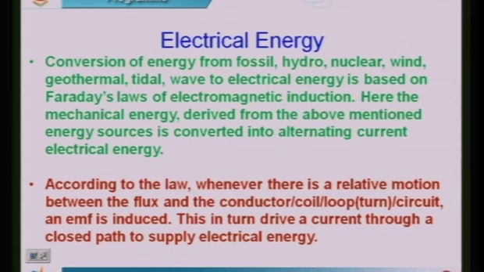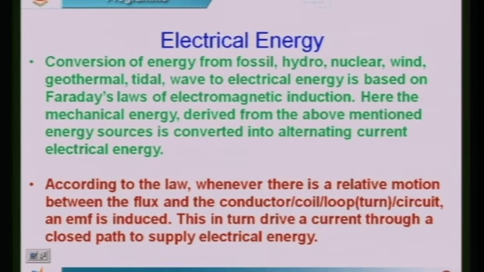Here, the mechanical energy derived from these natural resources will be converted into electrical energy. According to Faraday's law, whenever there is a relative motion between the flux and the conductor, an EMF is induced, and this EMF will be in a position to drive current through a closed path to do some useful work. In order to get an idea, look at this.